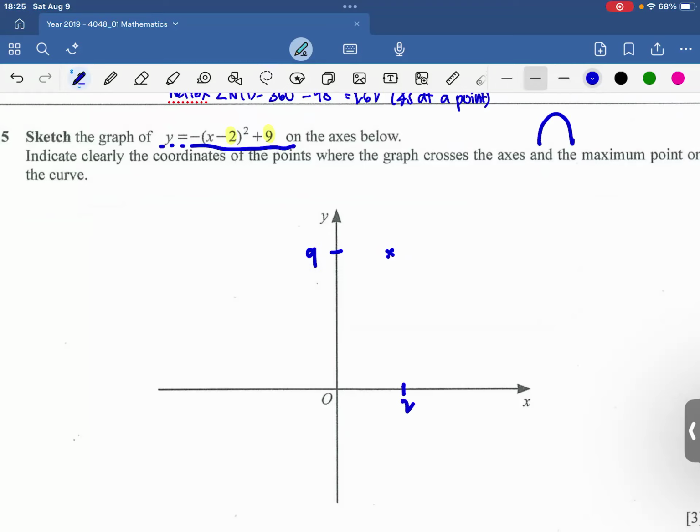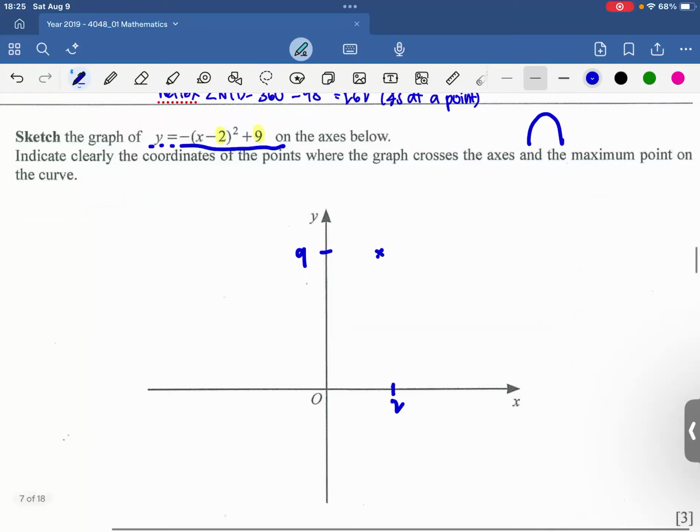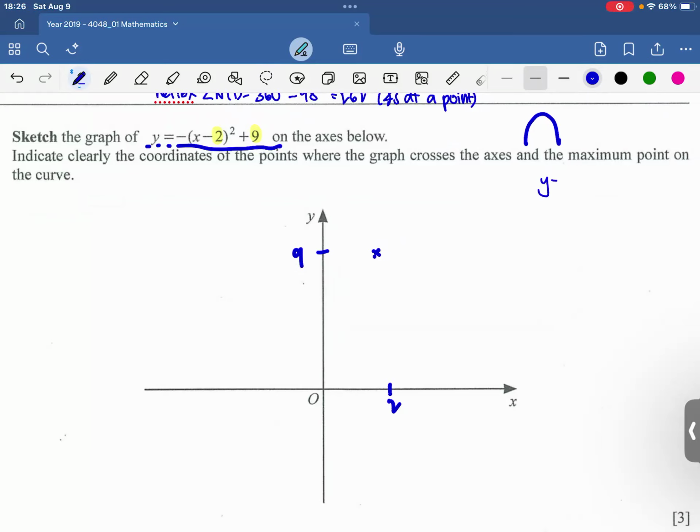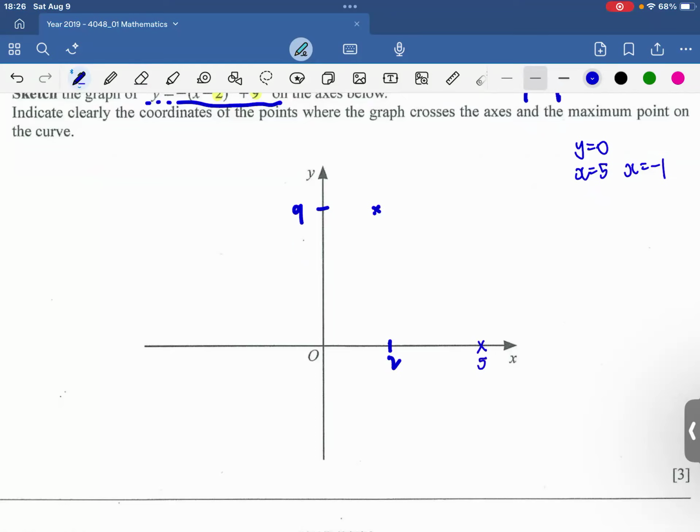Okay, so now we want to find out what are our x-intercepts. So to do that, we need to make y equals to 0. So if we make y equals to 0, if you work out your answer, if you sub in your y value, you will get x will be equals to 5, or x will be equals to -1. So over here will be 5, and over here will be -1.